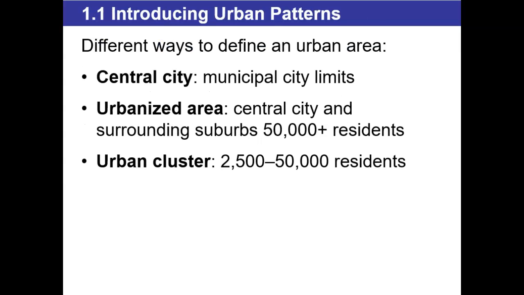There are 3 ways to define an urban area. The first is a central city, also known as municipal city limits. An urbanized area is a central city and its surrounding suburbs. It is 50,000 plus residents. Looking at an urban cluster, that's smaller than an urbanized area, and it includes 2,500 to 50,000 residents.